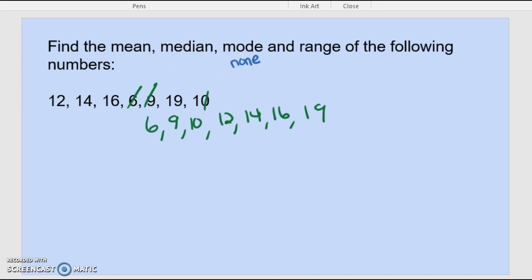My median, that is my middle number. So I'm going to cross off until I get to the middle. My median here is going to be 12. My range is my biggest number minus my smallest number. So 19 minus 6, that is 13.